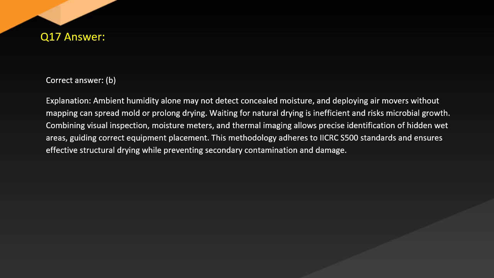Answer. Correct answer: B. Explanation. Ambient humidity alone may not detect concealed moisture, and deploying air movers without mapping can spread mold or prolong drying. Waiting for natural drying is inefficient and risks microbial growth. Combining visual inspection, moisture meters, and thermal imaging allows precise identification of hidden wet areas, guiding correct equipment placement. This methodology adheres to HVACR standards and ensures effective structural drying while preventing secondary contamination and damage.